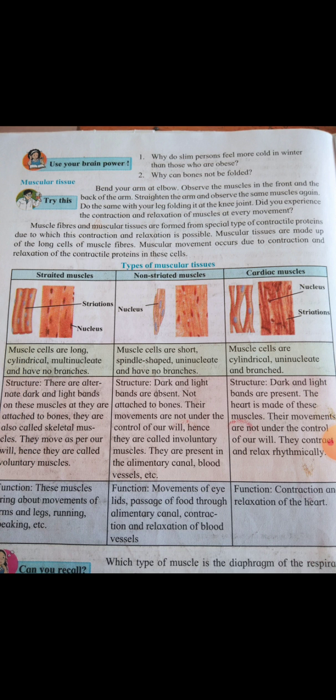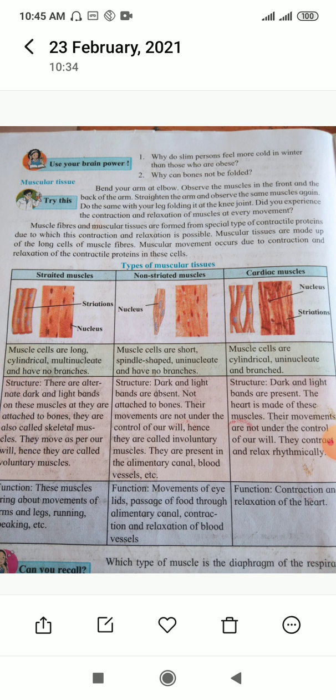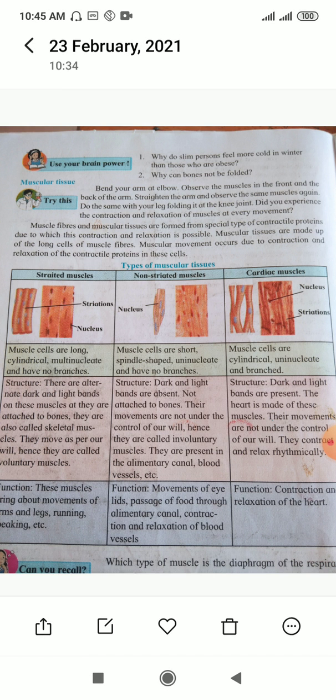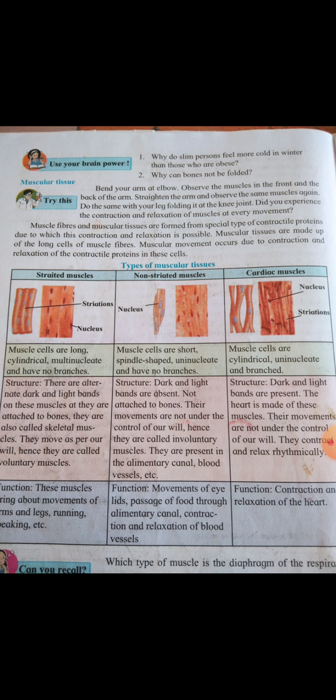And also the cardiac muscles are not under the control of our will. That's why they are involuntary muscles. This type of muscle is found in the heart. Heart muscle is made up of cardiac muscles. Then functions: the muscles bring about the movement of arms, legs, running, speaking. See, striated muscles work on our will. That's why they are voluntary muscles.